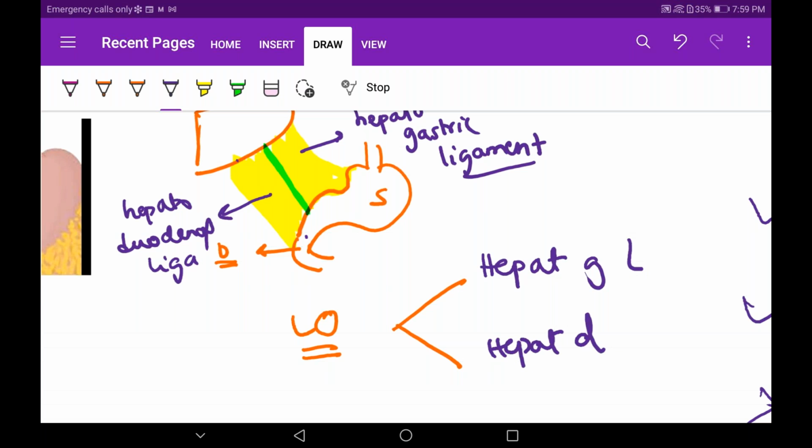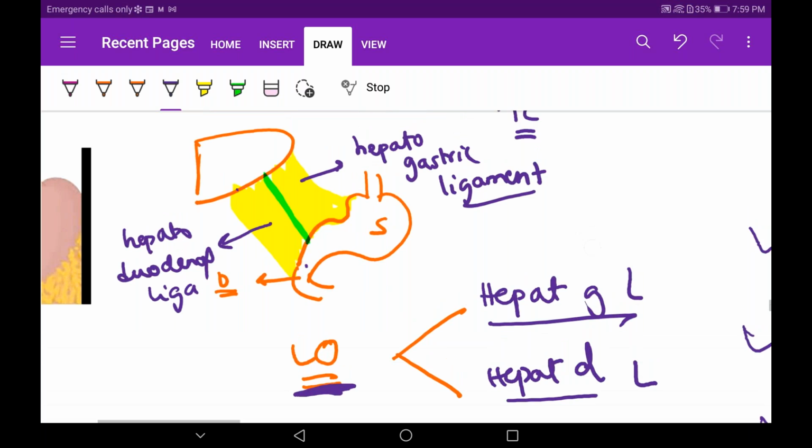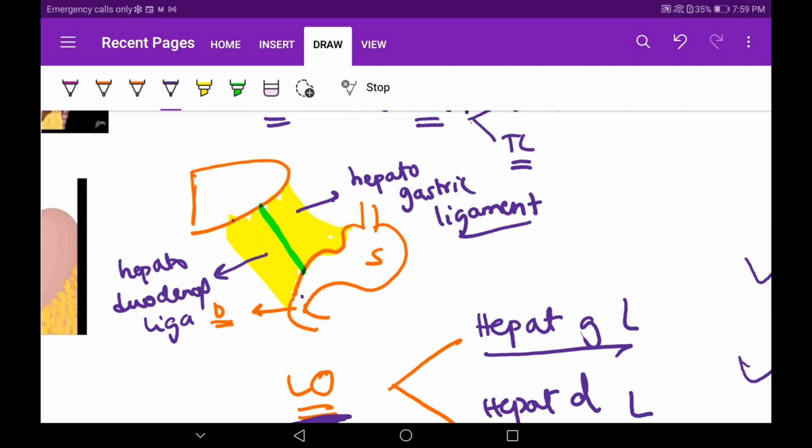Because of the attachments, these are the ligaments. We are dividing the lesser omentum further. Us humans have a very nice habit of dividing and being very specific, right? So that's why they have become very specific, so that we understand that from liver to stomach, hepatogastric, and from liver to duodenum, hepatoduodenal, both are part of the lesser omentum only. Okay, yes, this is the thing.